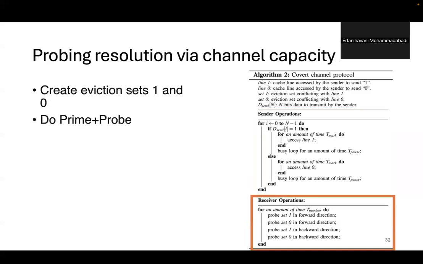And on the other side, the receiver, before monitoring the sender, should use algorithm 1 to create eviction sets for set 1 and set 0 and be able to access line 1 and line 0. Then, after the receiver gets those, it can use prime probe to continuously monitor those two sets. And to maximize the channel capacity, they set the idle interval between successive probes to 0.